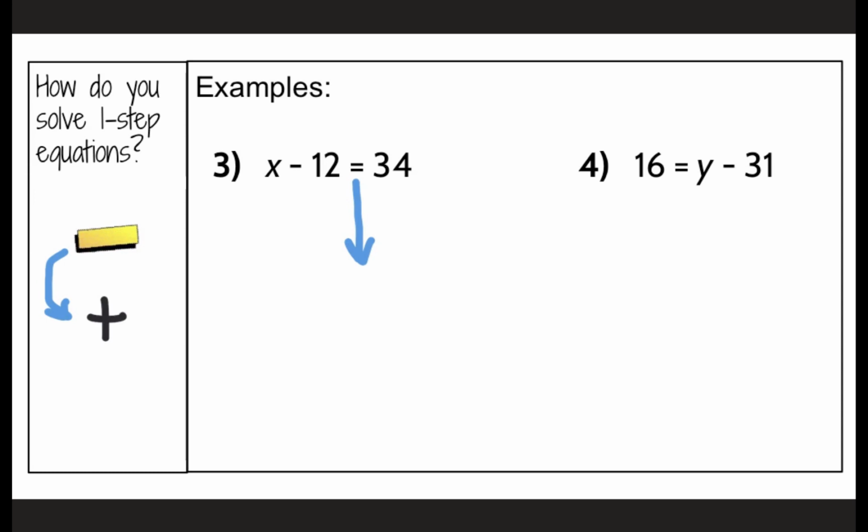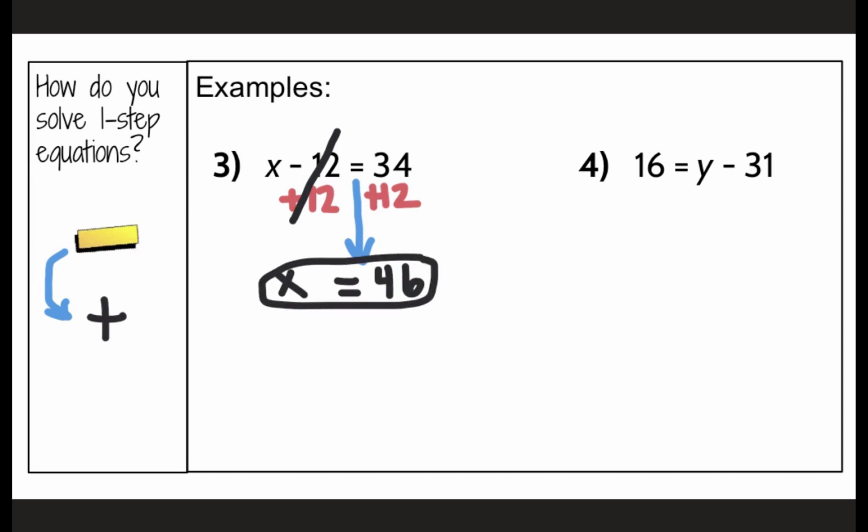So let's do that. We're going to add 12. We're going to add 12. This is a negative 12 plus 12. That's going to give me 0. So it is gone. I'm left with x on my left side equals 34 plus 12. What is that? 46.